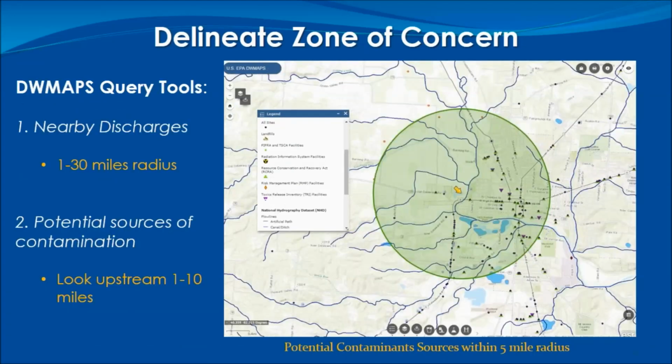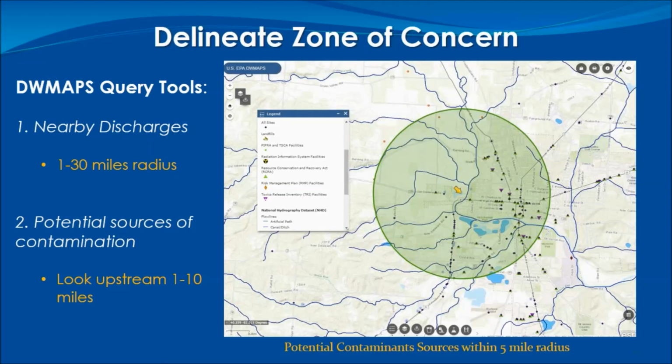So if a source water protection area or wellhead protection zone isn't available in a format that's readily placed into your map or within DWMAPS, we've actually provided within DWMAPS a few query tools or widgets that you can use to look for contaminants by a particular area. Firstly, you can search by a buffer radius, and that will highlight contaminant sources 1 to 30 miles around a point that you've selected.